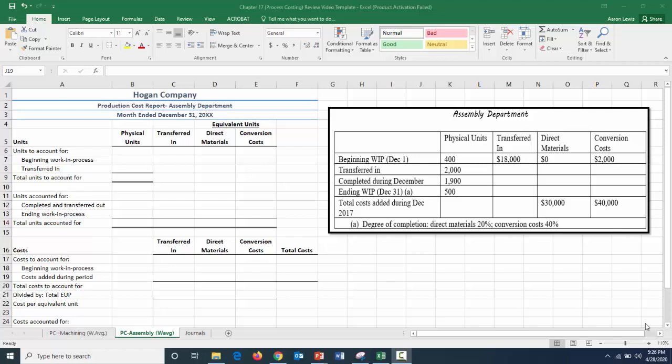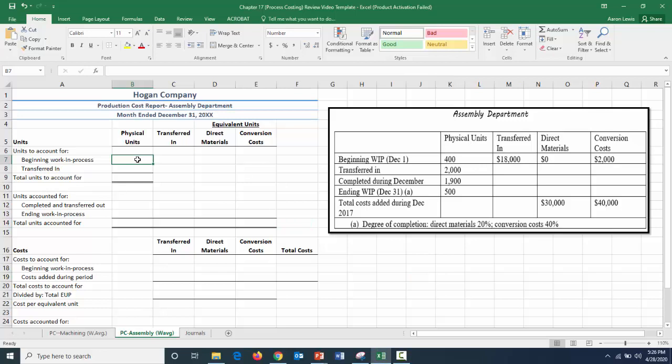So now that we've accounted for all of the costs of our first stage of production, which is the machining department, we can move on to the costs in the second phase of production, which is Hogan Company's assembly department. And for this, we're going to start in the same manner that we did before, figuring out how many units were in beginning WIP at the beginning of the period.